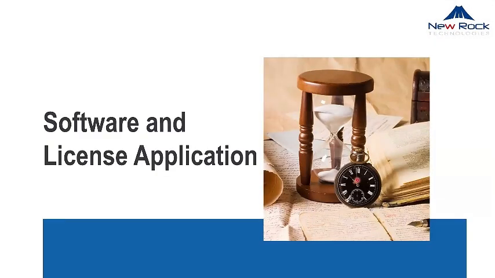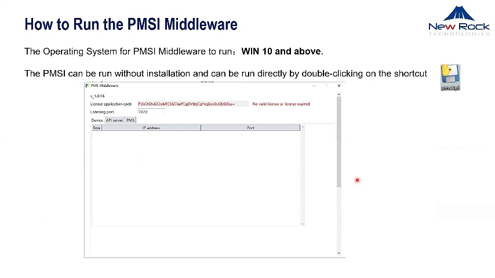Let's deal with the software and license application, which is how to run the PMS middleware. The minimum requirement is Windows 10 and above, and the PMSI can be run without installation. You simply click this shortcut button, double click, and it will run. Upon running, it will pop up the license application code. You need to send this application code to us, and after that, we will send you the license.